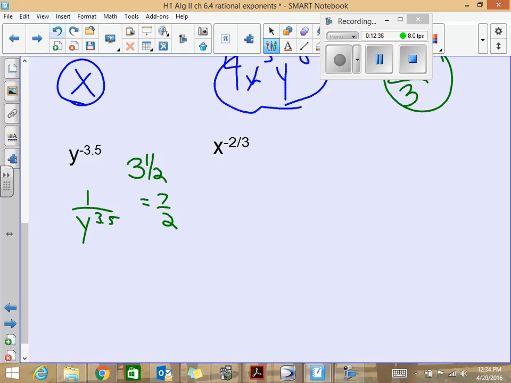Well, I already know that one. I'm trying to convert 3.5 into a fraction. So one way to think about it is 3.5 is really 3 1/2. And then 3 1/2, 3 times 2 is 6, plus 1 is 7, so 7 over 2.